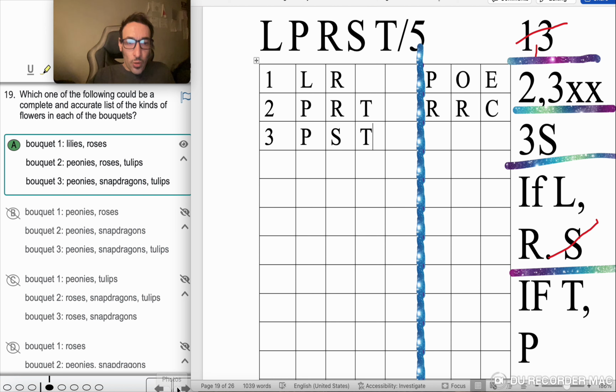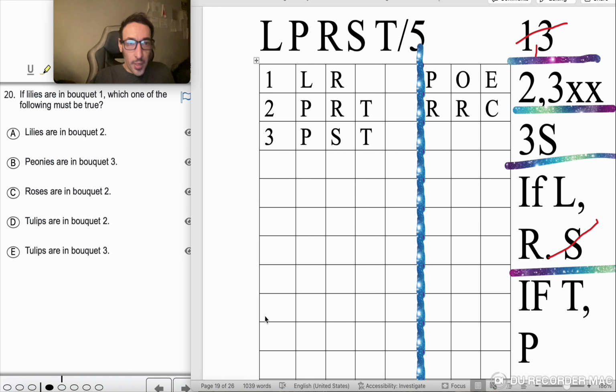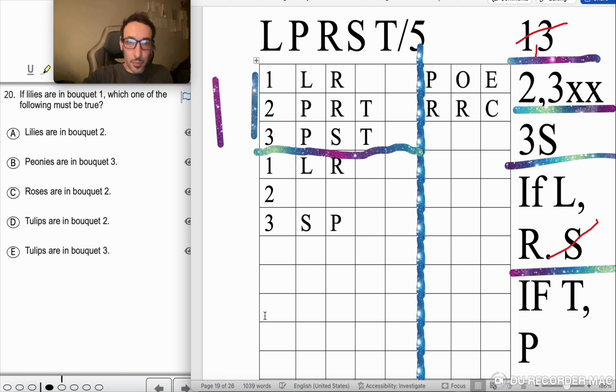So now that we answered question 19 correctly, let's move on to the other questions. Question 20. If L is in bouquet 1, which one of the following must be true? So this is considered a must be true question. With a must be true question, you want to create two worlds. That way you're not just relying on one. It's always better to rely on two worlds and not just one.